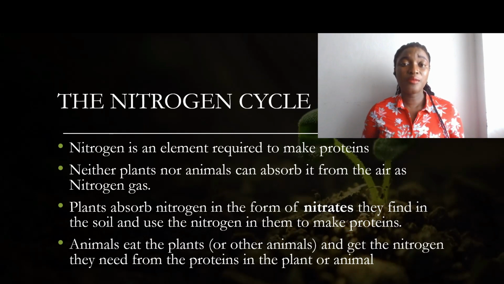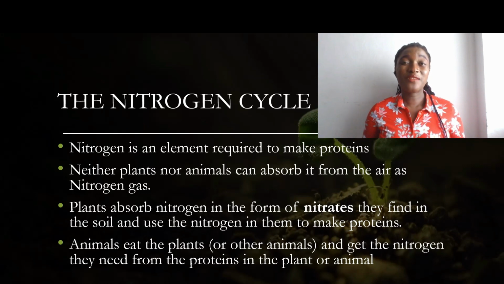There are other elements that come into play to form proteins. Plants also have this, and nitrogen is essential for both plants and animals. Unfortunately, neither plants nor animals can absorb it from the air as nitrogen gas. So how do you and I get the nitrogen gas? The nitrogen gas, which is in nature in its gaseous state, is converted to other forms which can then be absorbed by the plant or the animal.